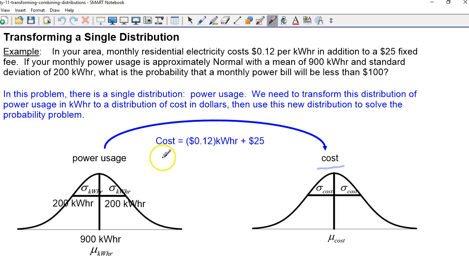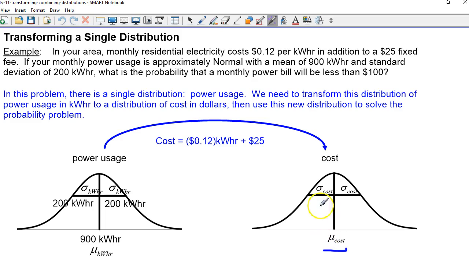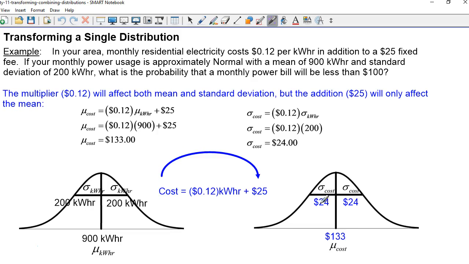And the formula for transforming that is we take the kilowatt hours, we multiply by the rate of 12 cents per kilowatt hour, and then we add on the fixed $25 cost. So this includes both a multiplier and also an addition. So the curve that we have right now, we know the mean of the power usage is 900 and the standard deviation is 200. What we need to figure out is what is the mean and standard deviation of the corresponding transformed cost.